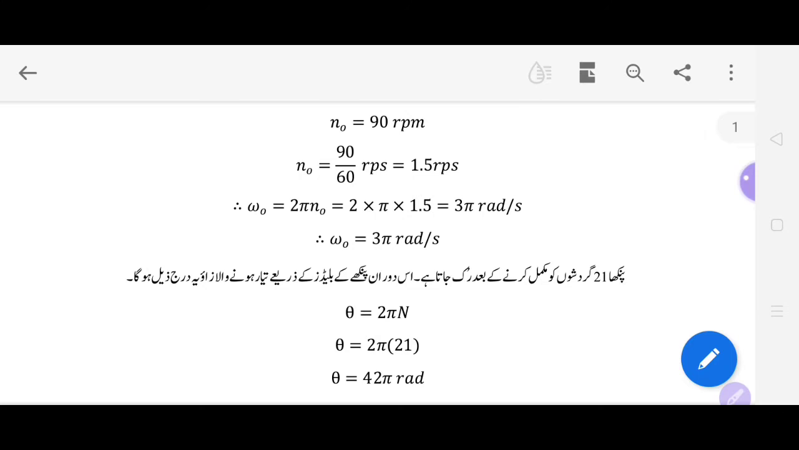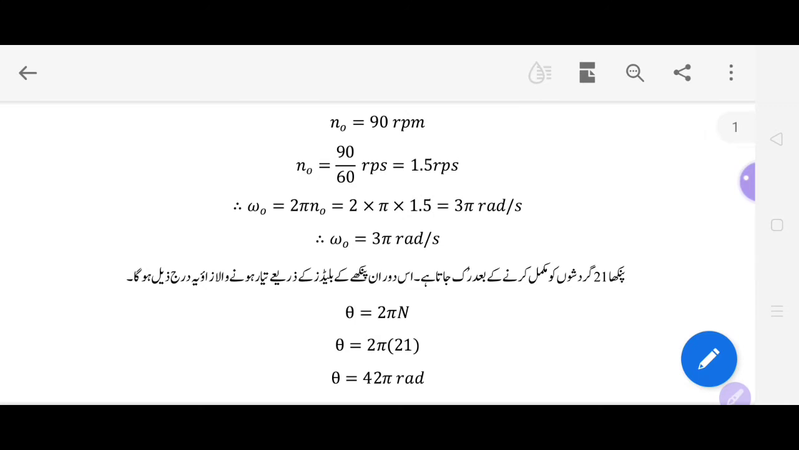Now the initial angular velocity will be 2 pi into n0. So omega suffix 0 is equal to 2 pi n0. Now putting the values, we get 2 pi into 1.5, that will be 3 pi radian per second. So omega 0 is 3 pi radian per second.